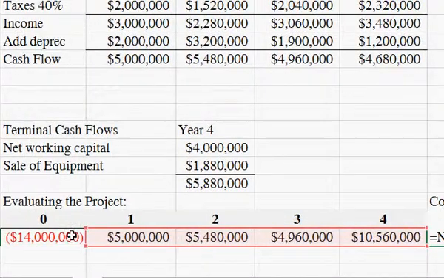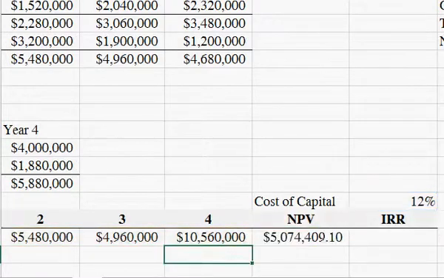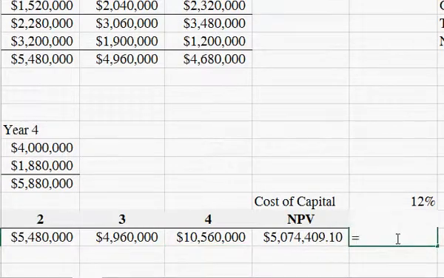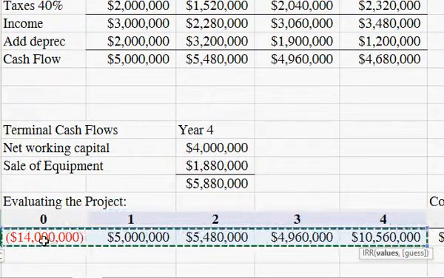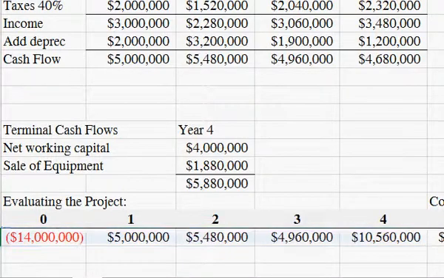So this is what it looks like now. Hit OK, and we have a positive net present value of $5 million and some change. Do an internal rate of return: equals IRR, open a parenthesis, and do years 1 through 4. I'm sorry, 0 through 4. Include year 0. So close your parentheses, hit return, and we find an internal rate of return of 26.32%.